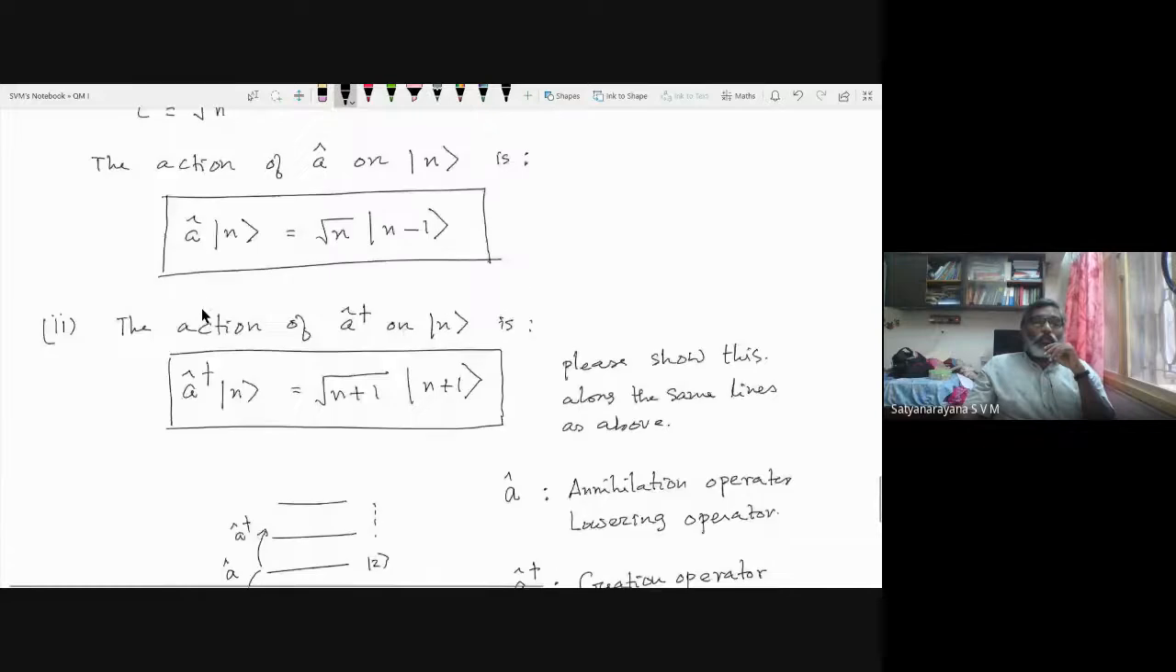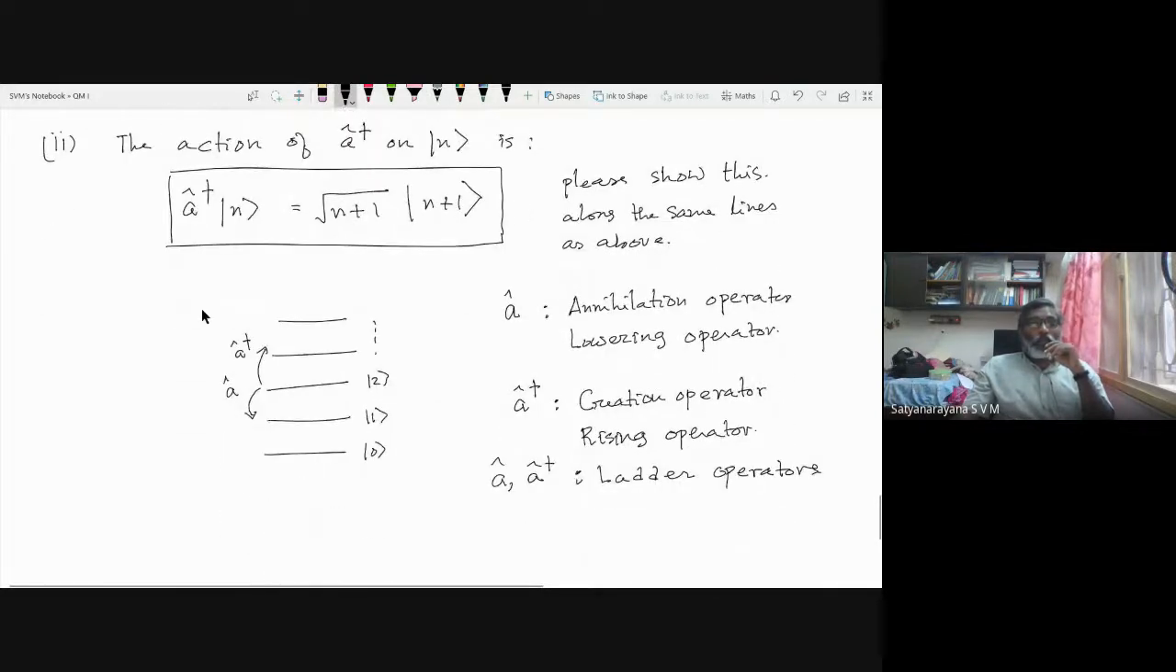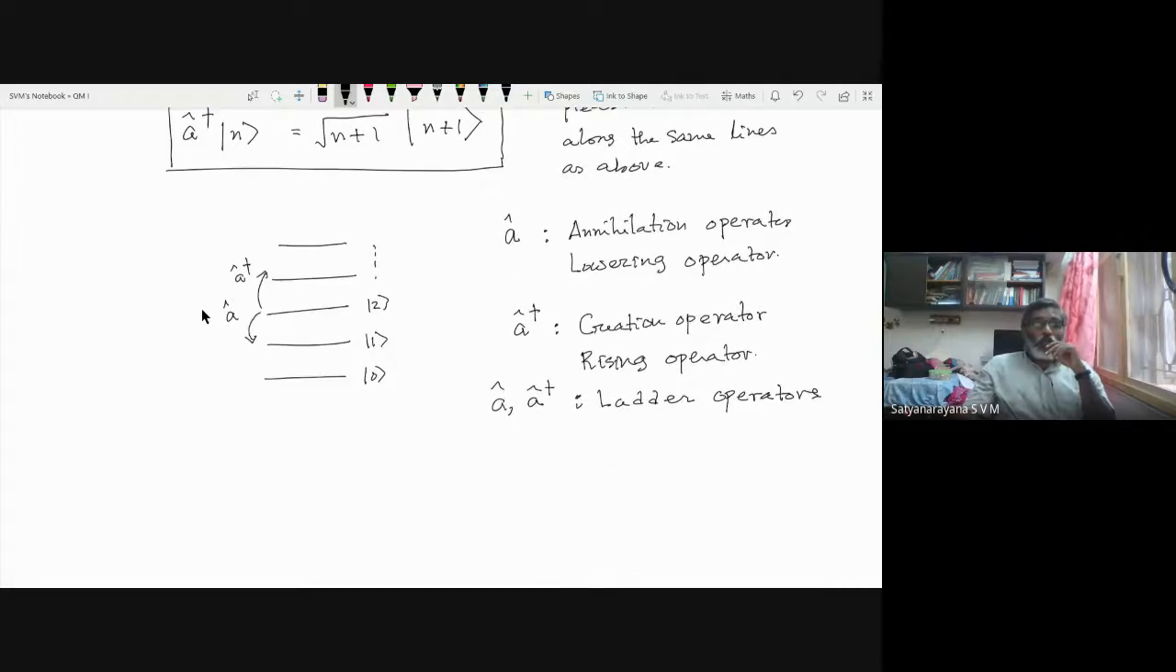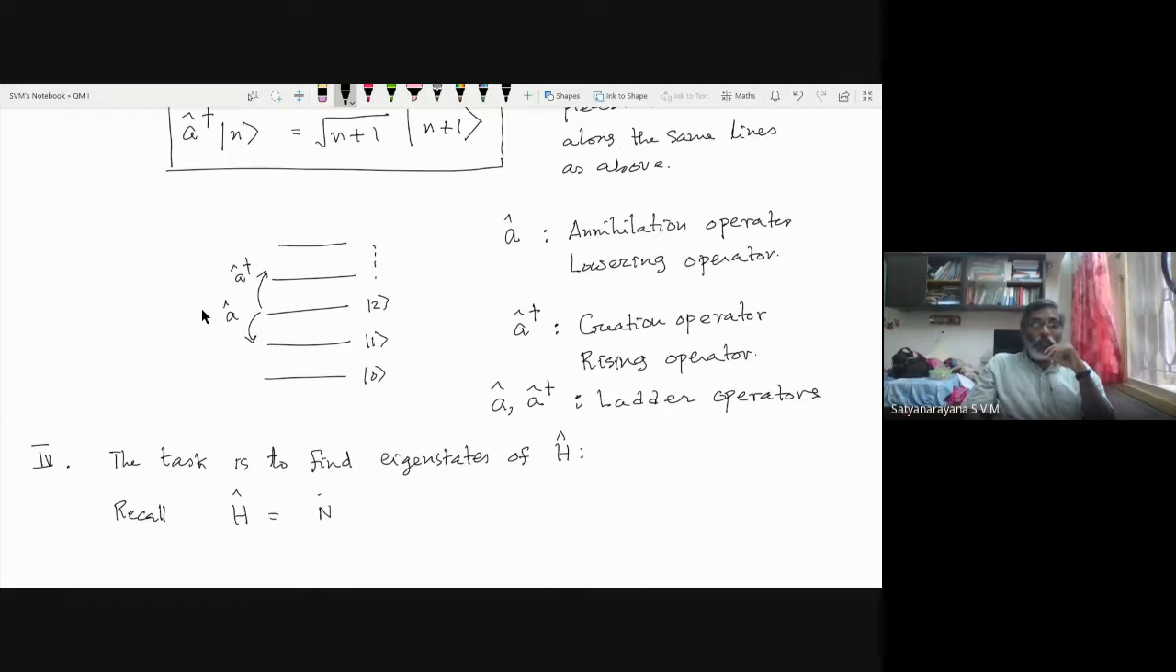Okay. So this is as far as the definition is concerned. Now, let's try to look at the problem. The problem is that we have to solve the eigenstates of the energy. So the task is to find eigenstates of the Hamiltonian. Now look at the Hamiltonian. Recall, our Hamiltonian is something like this. Hamiltonian is equal to the number operator plus half into h cross omega.